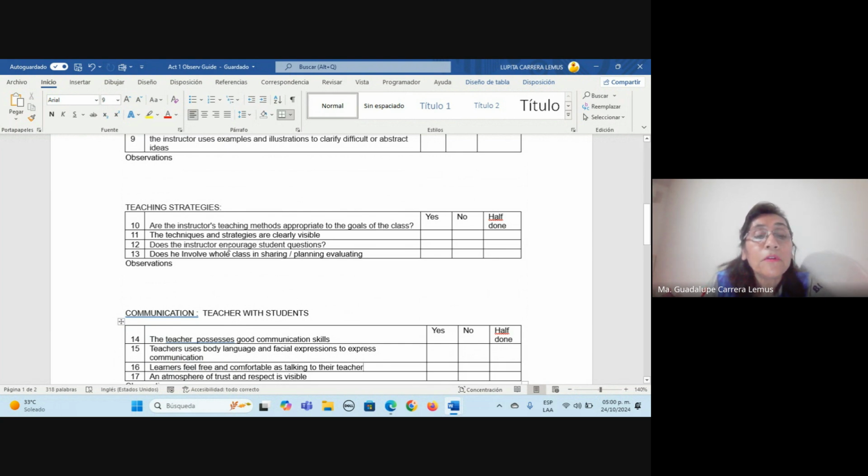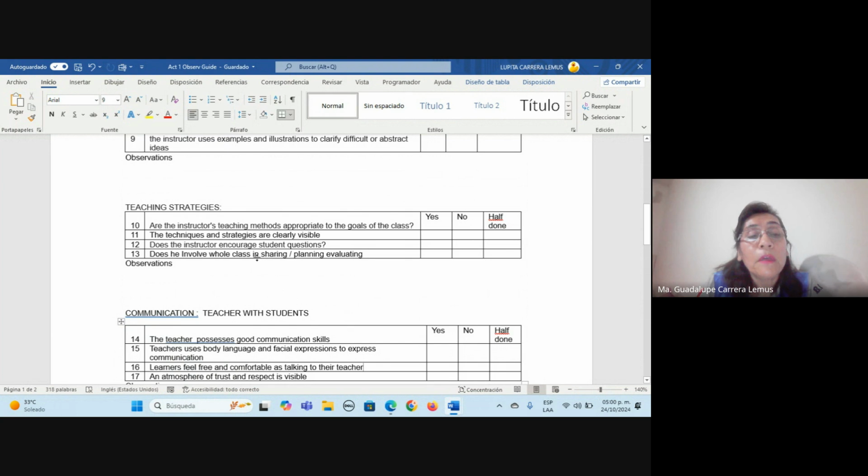Does the instructor encourage students' questions or elicit them? Because most of the time students can learn when the teacher asks questions just to clarify, or maybe to reinforce the answer, or just to make sure that they get it.